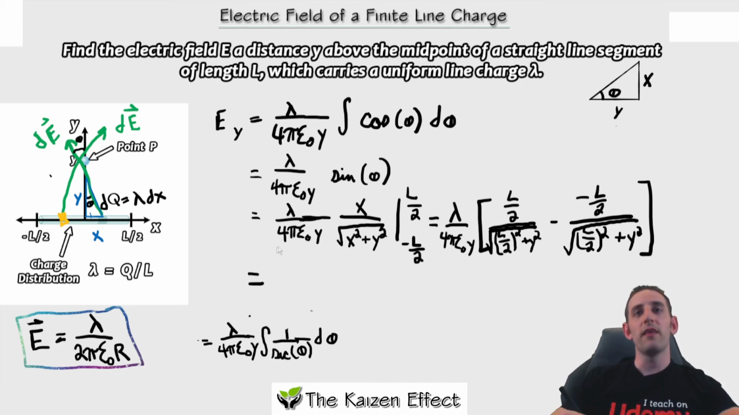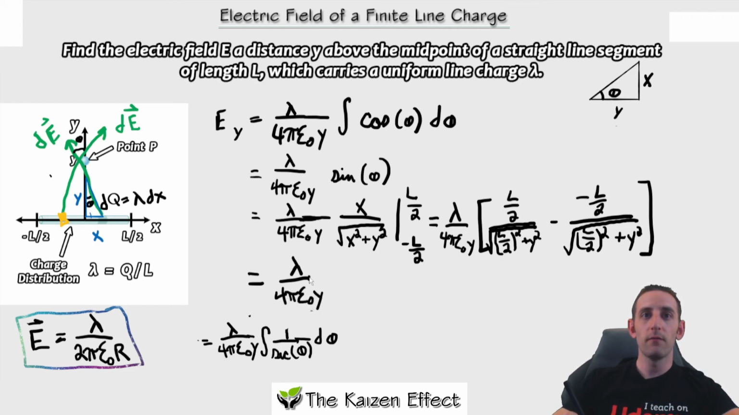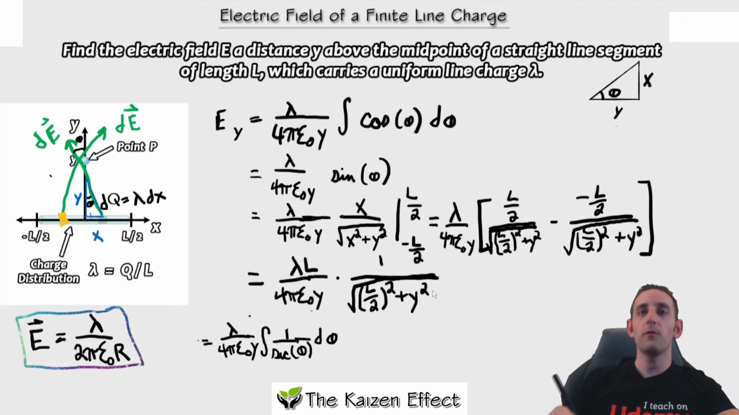And the result we end up with is lambda over 4 pi epsilon naught y. The L over 2's are going to add together, so we get lambda L times 1 over the square root of quantity L over 2 squared plus y squared. All right, so this is the end result.